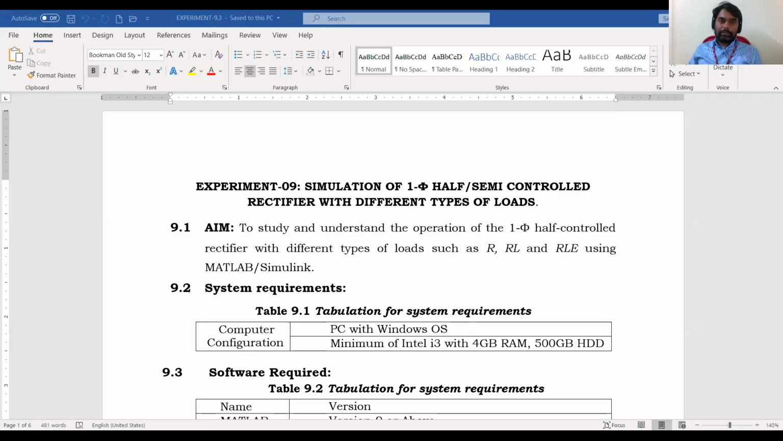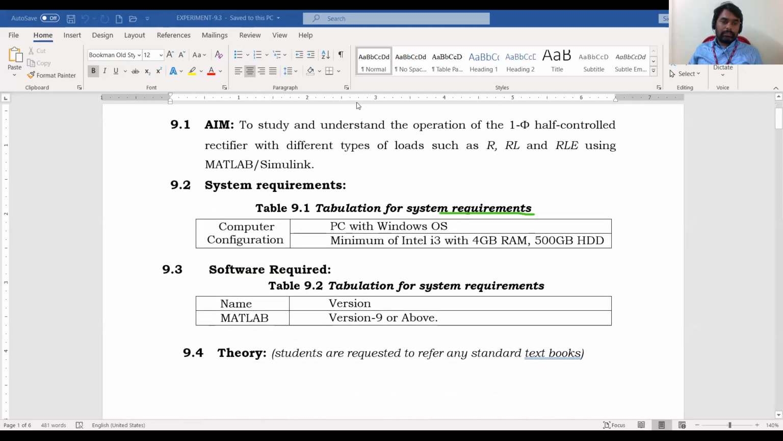In today's lecture, we are going to discuss the simulation of a semi-controlled converter with different types of loads. We will assume first a resistive load, then a resistive inductive load, then a resistive inductive or battery type of load. To simulate this half controlled converter, we are using MATLAB Simulink. And these are the system requirements to simulate this converter in MATLAB.